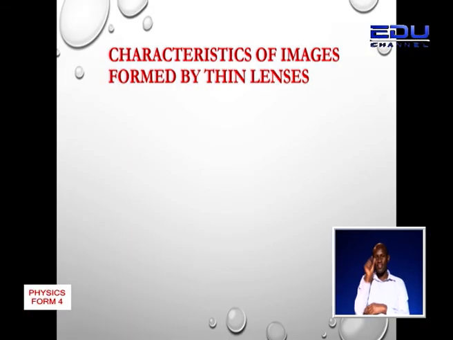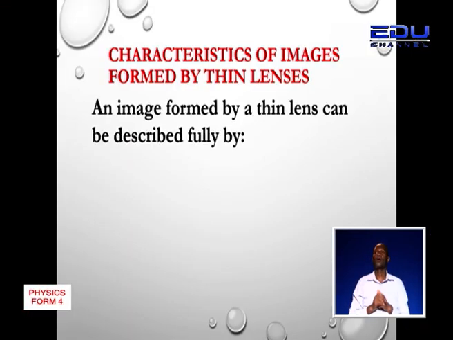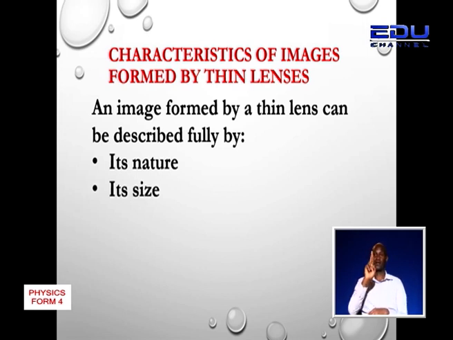Characteristics of images formed by thin lenses. So an image formed by a thin lens can be described fully by three things. One is its nature. The second one is its size. And the third one is its position. So what is the nature of the image?